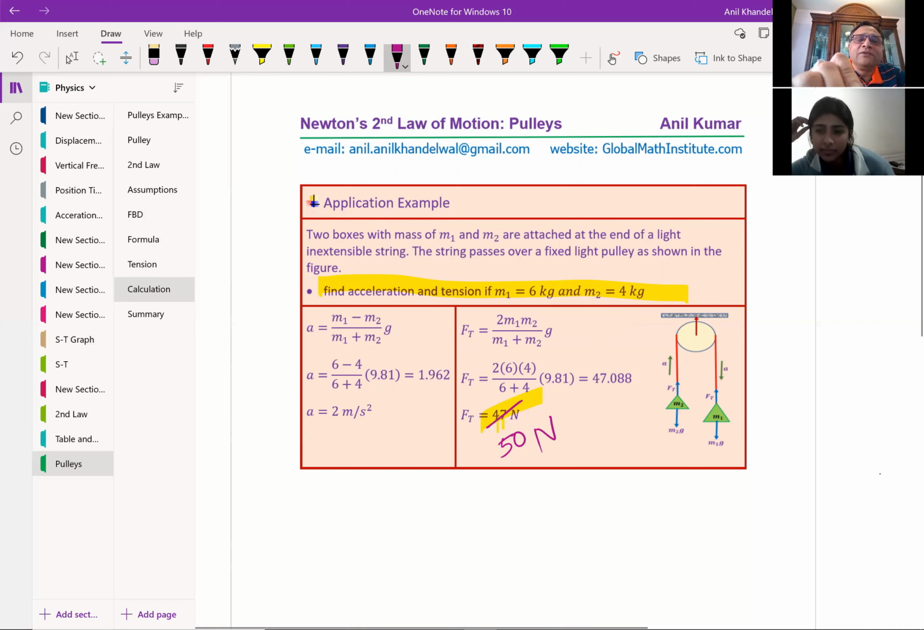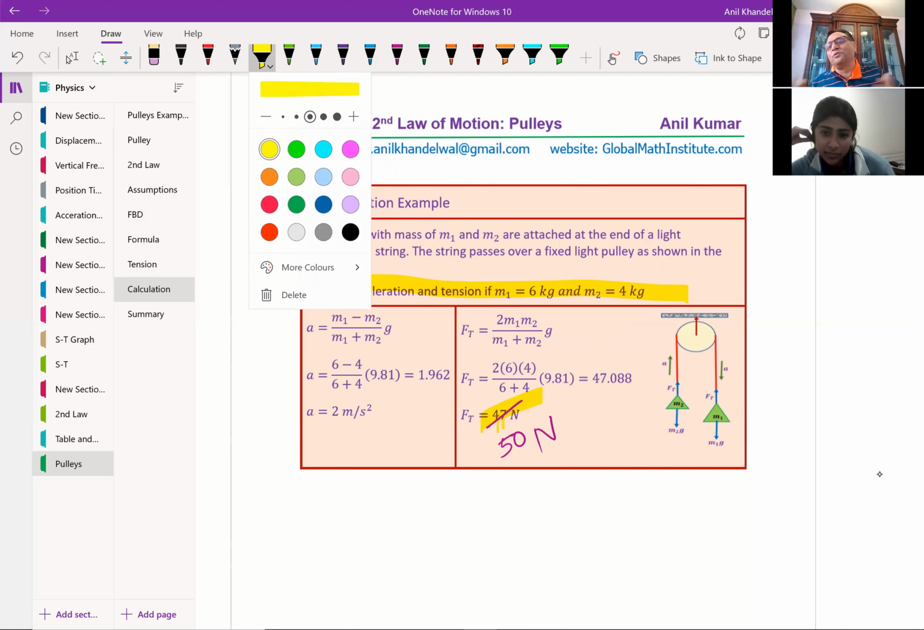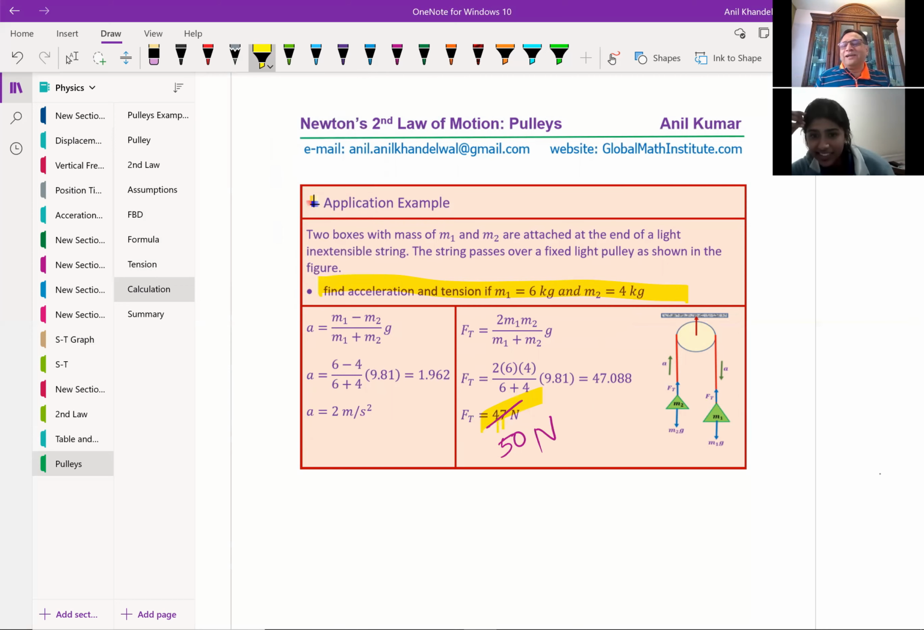Plug in 4 and 6. 4 and 6 also is a good number, right? Because 4 plus 6 is 10. So you just divide by 10. It's so simple. I'm taking values which are very simple to work with. You're just trying to make me understand the concept. Yeah. And then round this to one significant figure, which is 2, and round this to one significant figure, which is 50, right? Do you get the idea? So not 47. 47 will be a wrong answer.